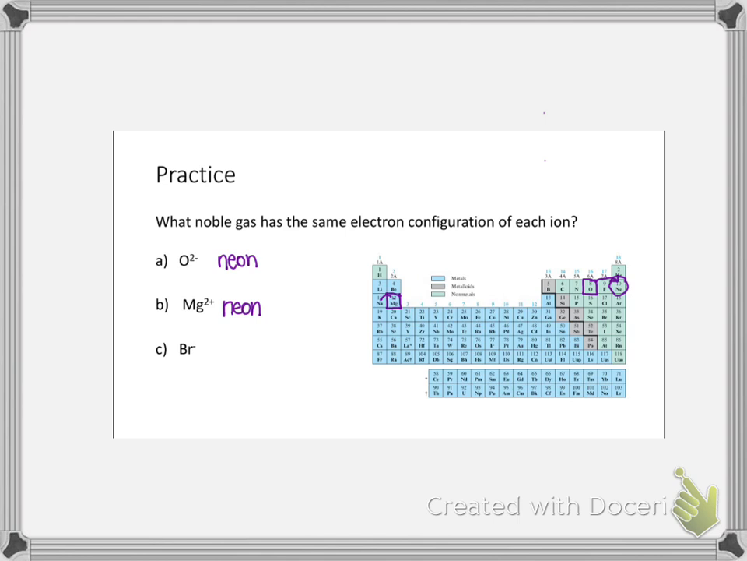There is a word that is used when elements and ions have the same electron configuration, and it's called isoelectronic. So when atoms or ions have the same electron configuration, we can say that they are iso, meaning same, electronic. So the same electron configuration.